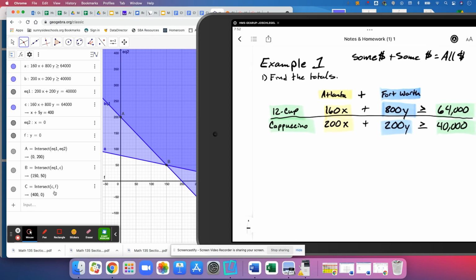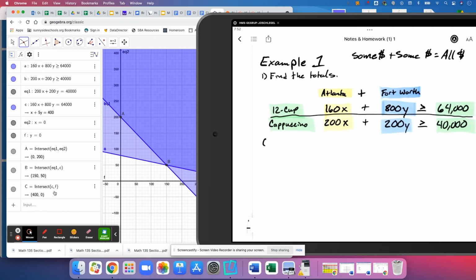So again, I'm going to take these points, label them, and bring them over to my iPad here. I've got 0, 200, which is the Atlanta plant running for 0 hours and the Fort Worth plant running for 200 hours. I've got 150, 50, which is the Atlanta plant running for 150 hours and the Fort Worth plant running for 50 hours. And I have 400, 0, which is C, which is the Atlanta plant running for 400 hours and the Fort Worth plant running for 0 hours.